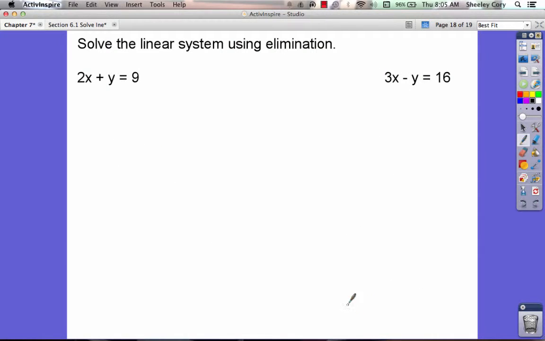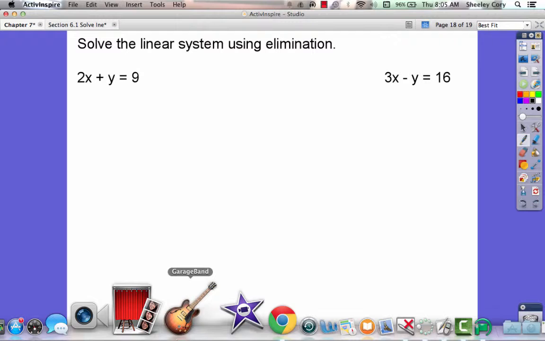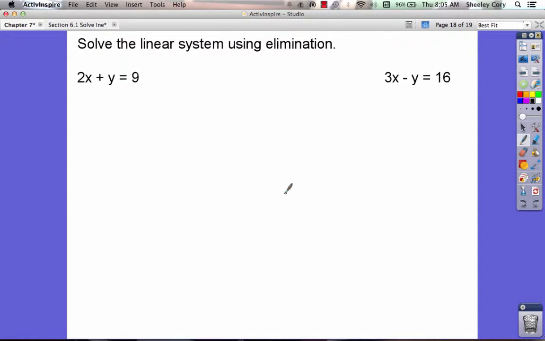Let's take a look at a system of equations without a story problem here. We're just going to do this for a little bit of repetition, a little bit of practice. We've got two equations. Let's set them on top of each other. So I'm going to take this equation and move it right there. So this is going to say 3x minus y equals 16.